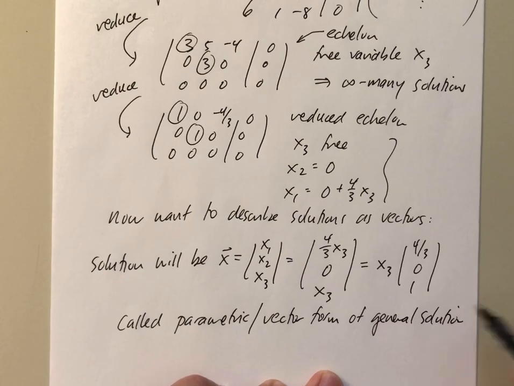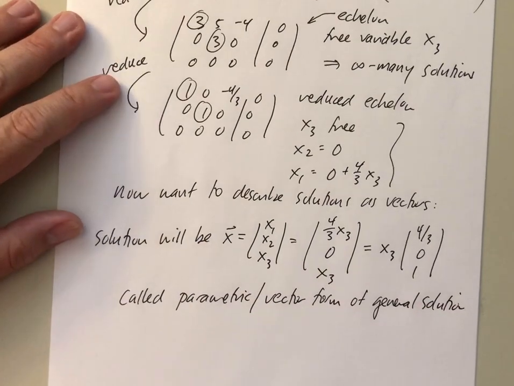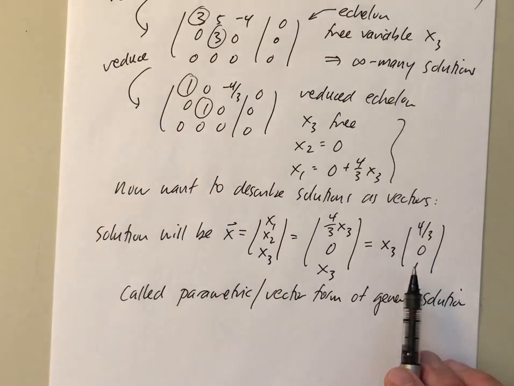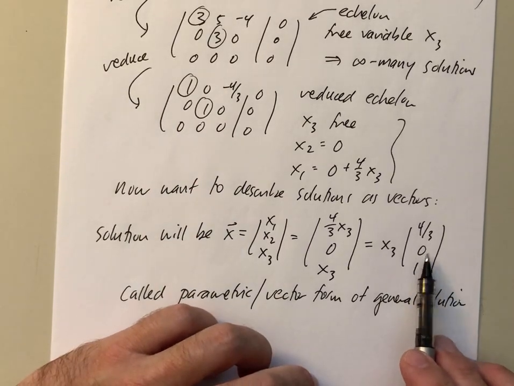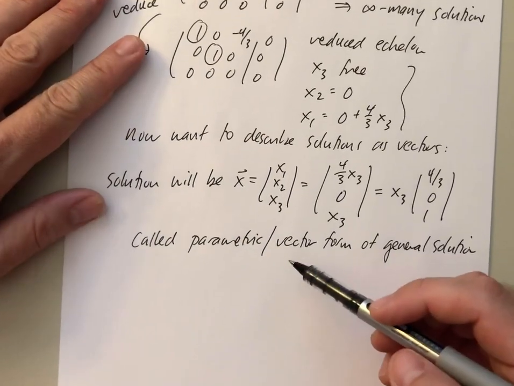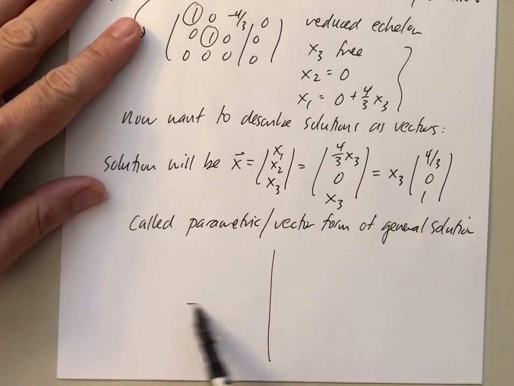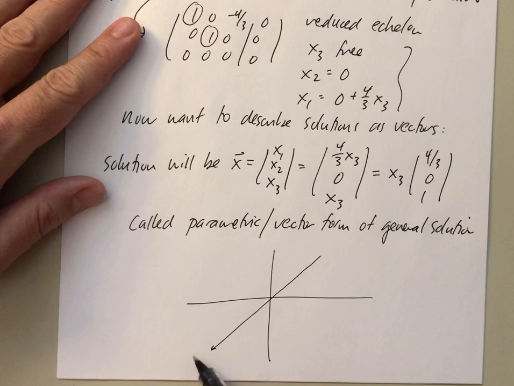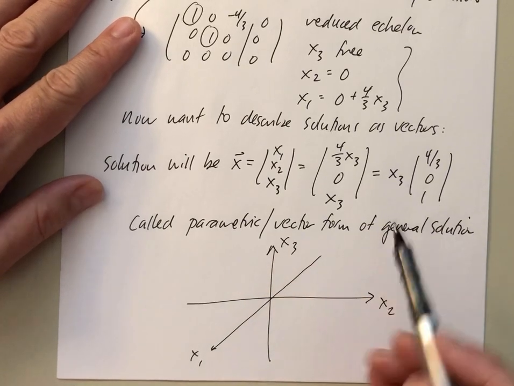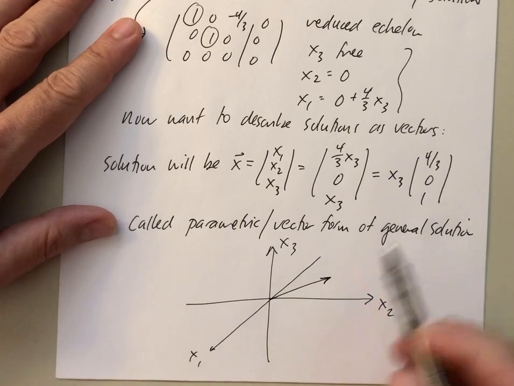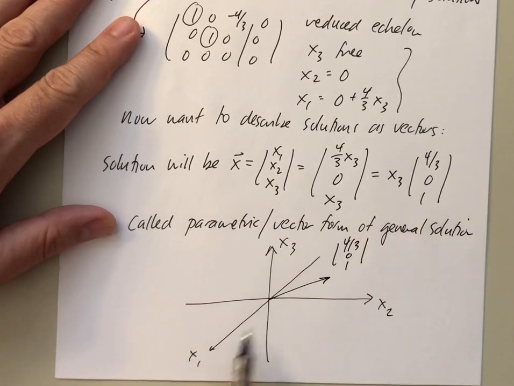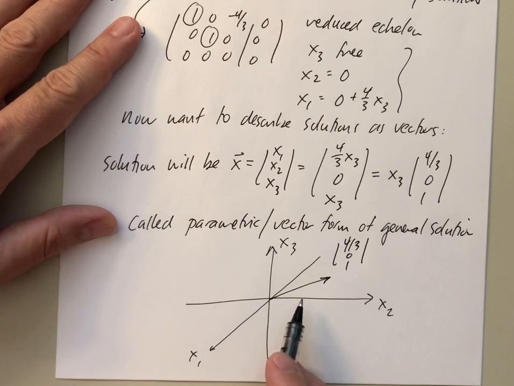And what is this saying geometrically? I promised a geometric description here. What's happening is this is telling me that any multiple of this vector 4/3, 0, 1 is a solution. Let me give you a cartoon picture. If I sit in 3 dimensions, this is x1, x2, x3. Let me draw this vector. This might not be quite right, but let me think of this as 4/3, 0, 1. I don't know if that's quite right, but it looks like something.